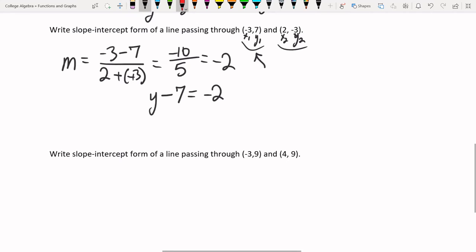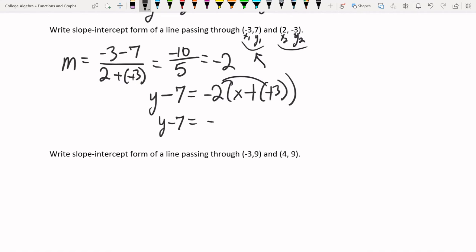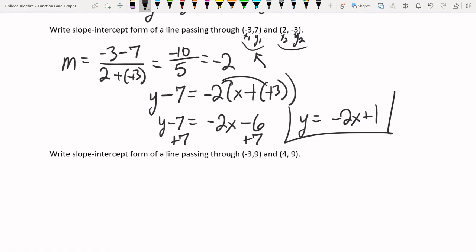Okay. x minus x1 is x minus -3. Those become a plus, and I'm going to distribute the -2 into there, giving me y minus 7 equals -2x. That's a +3 times -2 is -6. Plus 7. We get y equals -2x plus 1.